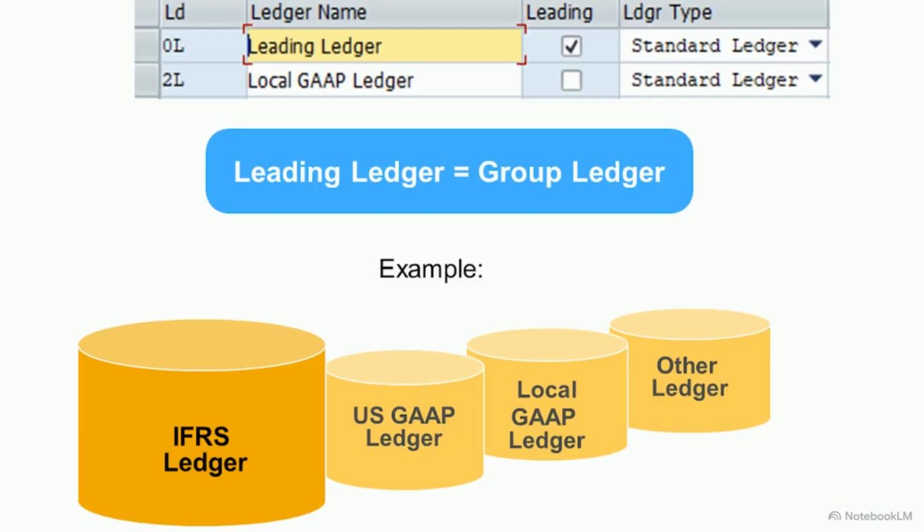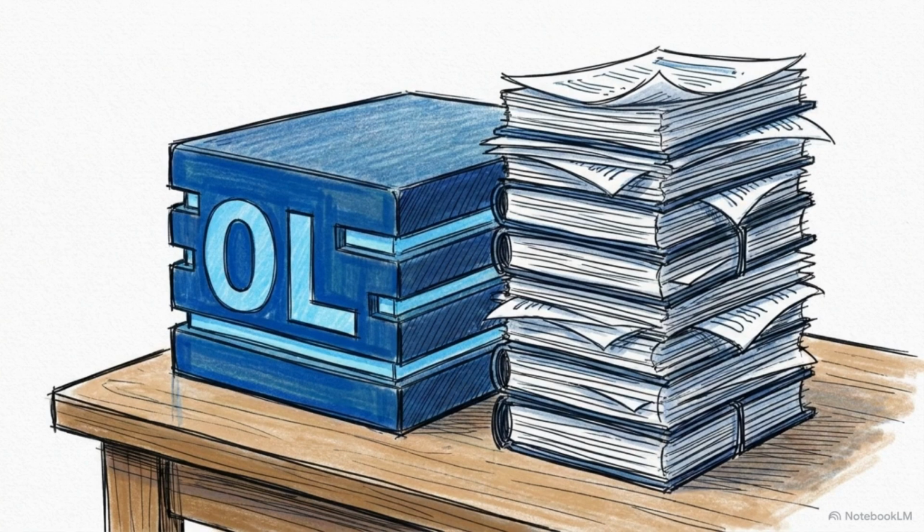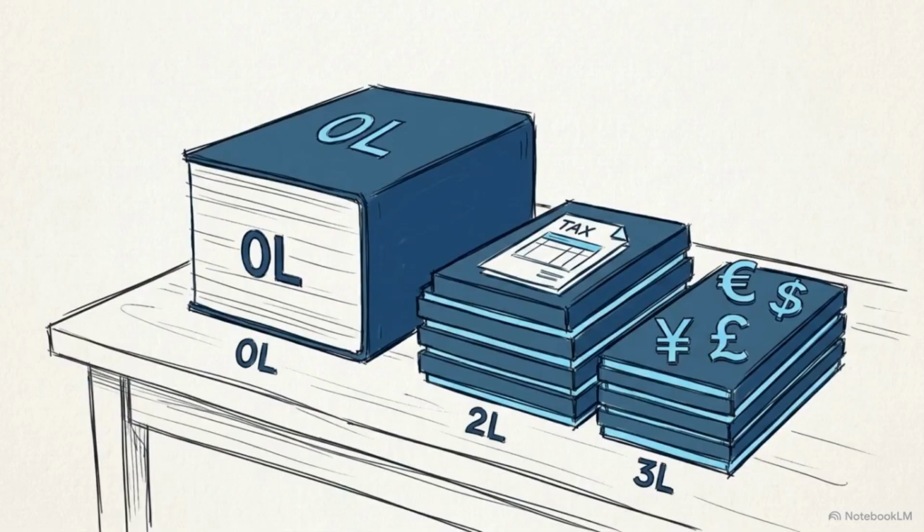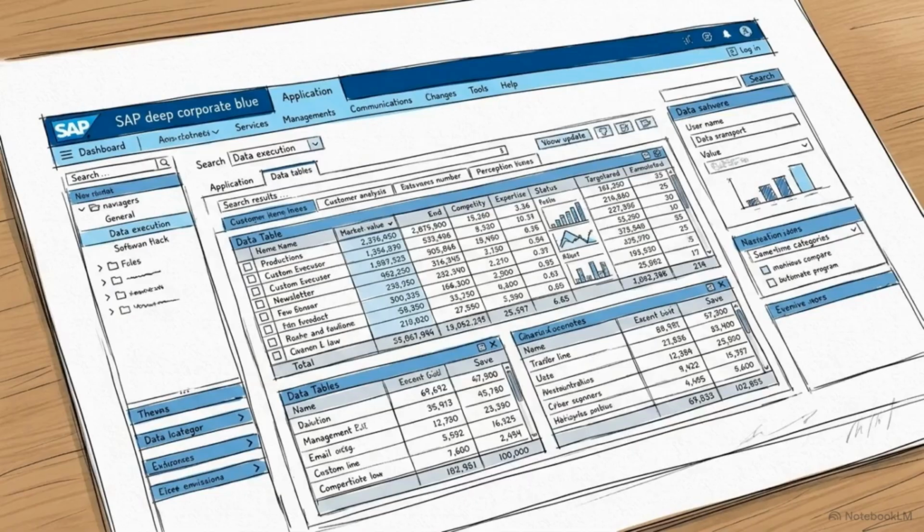Below that, this diagram illustrates how non-leading ledgers operate. Ledgers like 2L for local GAAP sit parallel to 0L. Unlike the leading ledger, these are not automatic. You have to manually activate them for each specific company code. Stacking these ledgers allows you to maintain a single source of truth for international group reporting in 0L, while simultaneously making localized adjustments in 2L to satisfy your specific regional tax and legal requirements. Now that we know the structure, let's open the SAP GUI and verify these ledgers are actually active.